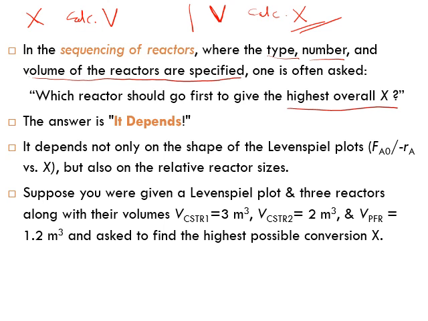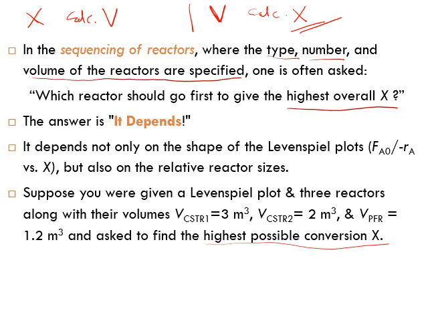Okay, so suppose you were given a Liquid-Phase plot and 3 reactors along with their volumes. So we said, okay, you now have these 3 reactors. 2 of them are CSTRs, 1 of them is a plug flow reactor, and the volume of each of these reactors is given. And you are asked to find the highest possible conversion. The highest possible conversion.